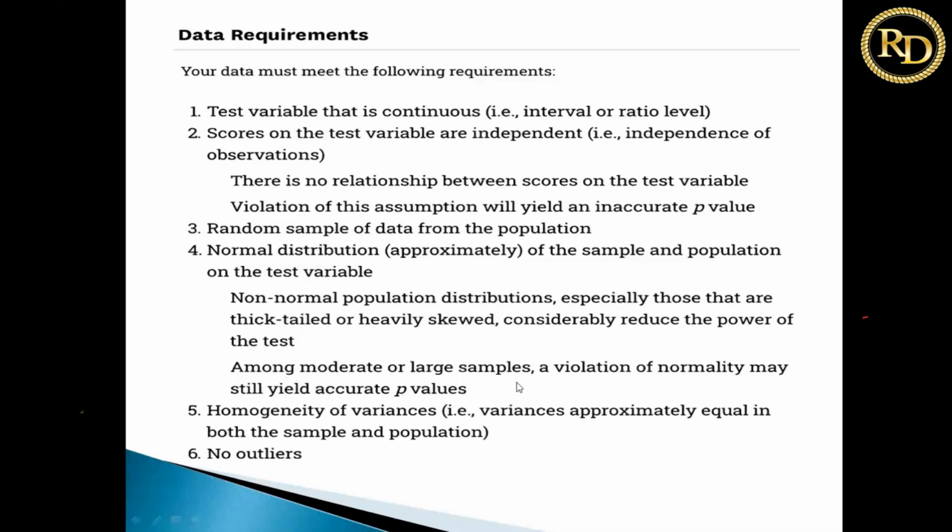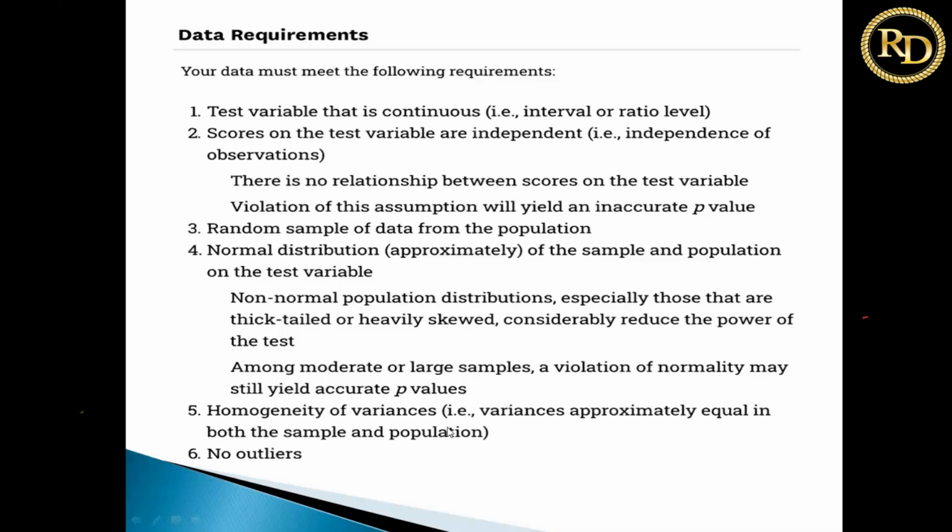Among moderate or large samples, a violation of normality may still yield an accurate p-value. So what do we do if there is non-normality in the data? We increase the sample size, and up to a certain size, this assumption may be ignored, as the p-value will be correct up to a certain level.